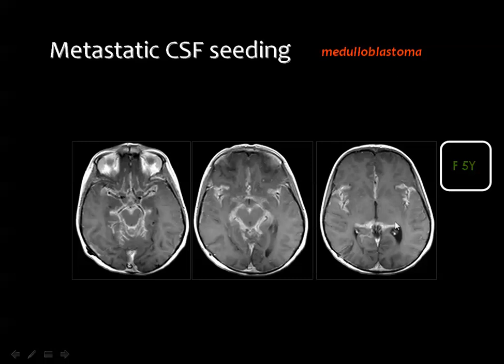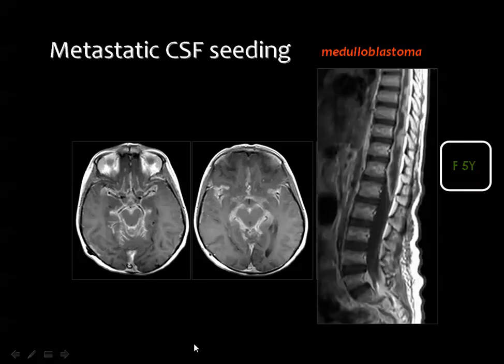The cranial scans showed extensive leptomeningeal enhancement in the basal cisterns, in the sylvian fissures, in the interhemispheric fissure, in the choroidal fissures, as well as in the cerebellar folia. This is diagnostic of leptomeningeal CSF seed.